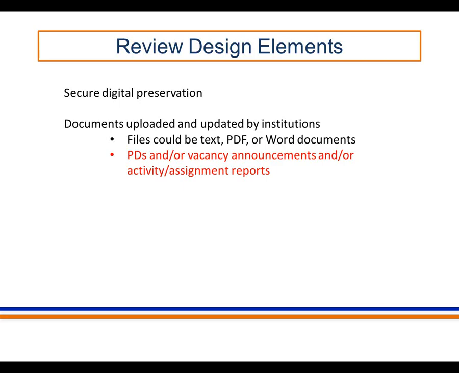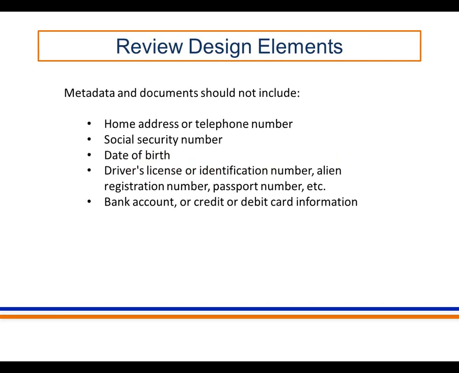And when I submit a document, I would indicate which of these sorts of documents I am submitting. That way, if I wanted to, I could limit the search to just the document types that I'm interested in. The metadata in documents, just to state the obvious, we would not include in this database, so it's secure, personal identifying information like people's home addresses or telephone numbers, social security numbers, or the Canadian equivalent of that. Their date of birth, driver's license, just anything that would, again, be a personal identifier.